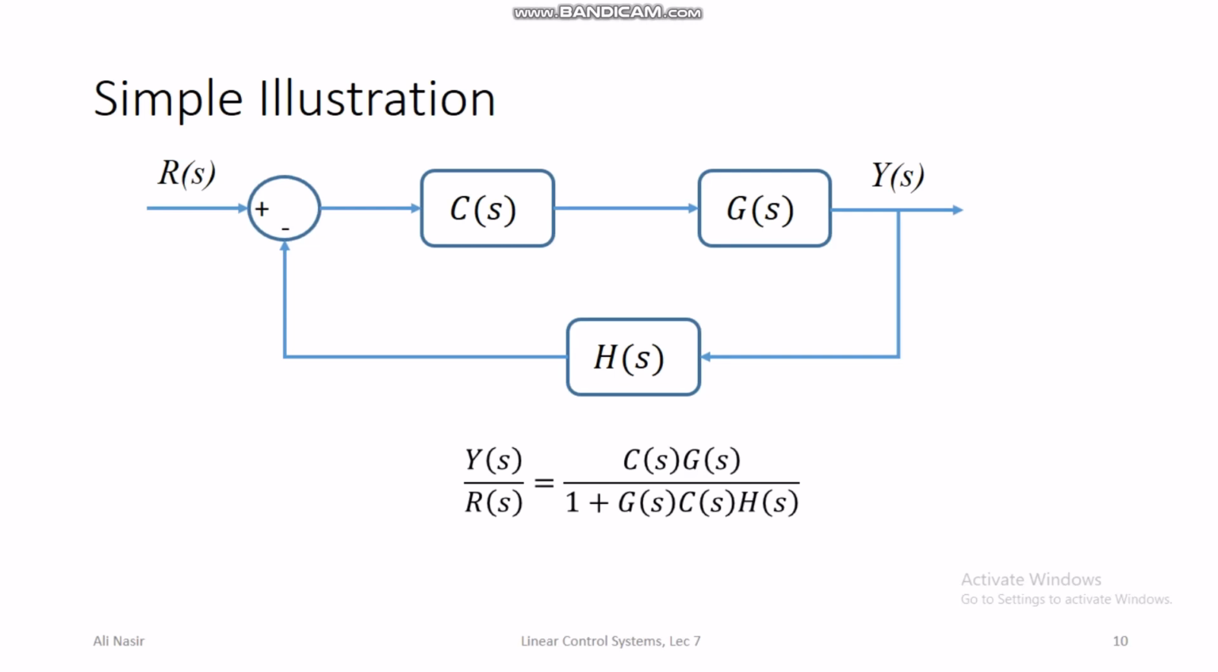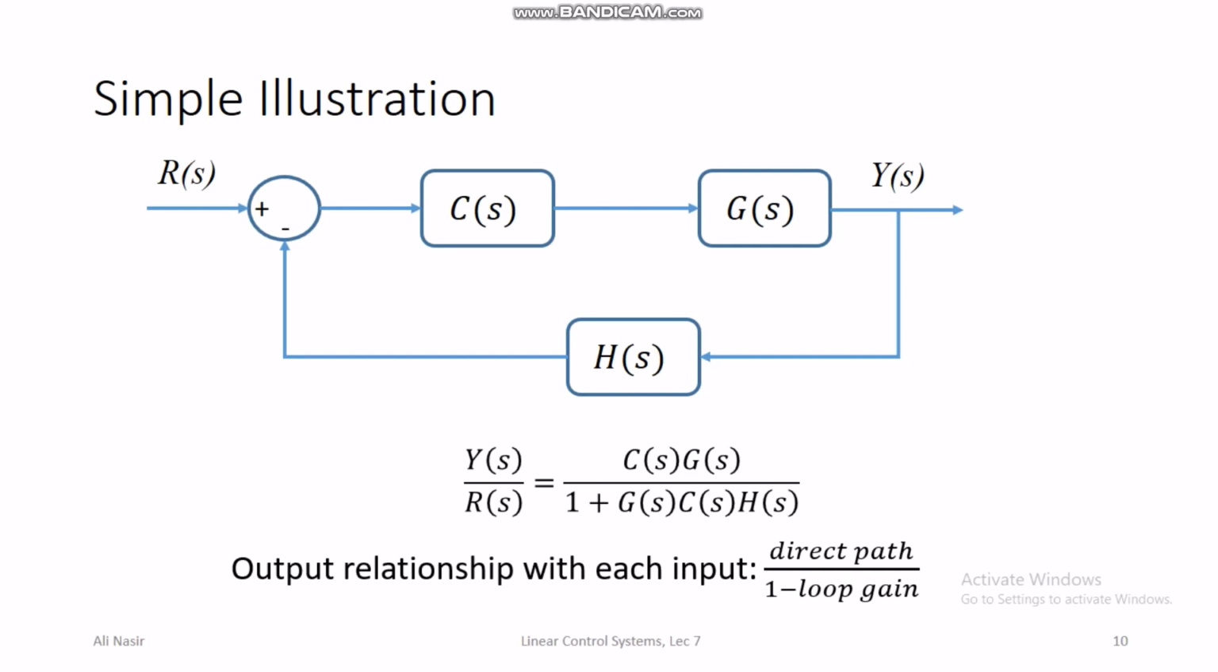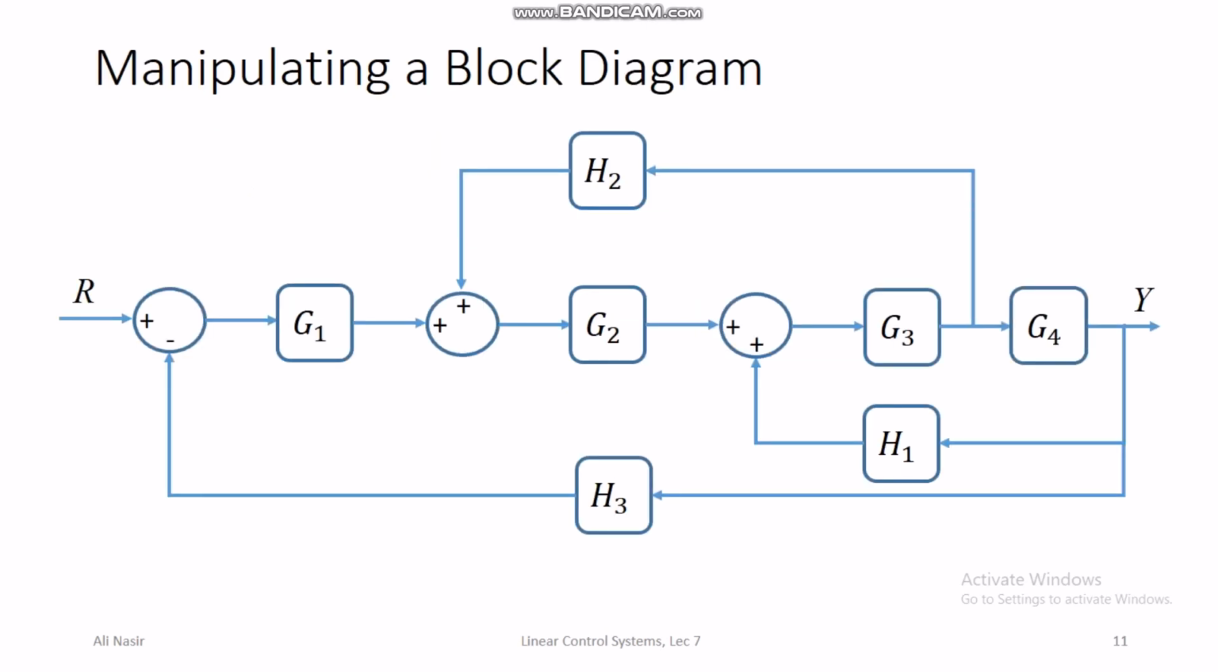But let's just move forward and look at a slightly complex problem. For example, this problem. Here there is a block diagram with 3 loops: the loop containing H1, the loop containing H2, and the loop containing H3. This is a fairly complex block diagram, and we want to calculate the transfer function between R of S and Y of S. We cannot use the formula direct path over 1 minus loop gain here because there is not just a single loop. We can apply that formula only on a single loop block diagram.